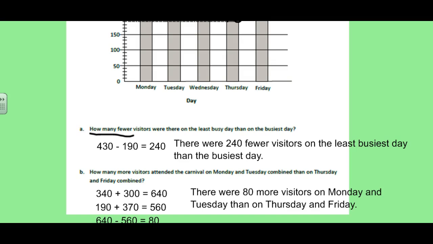Okay, so when you combine Monday and Tuesday, you should have added 340 and 300, and that would have given you 640. When you combine Thursday and Friday, you should have added 190 for Thursday and 370 for Friday, and that gave you 560. So when you subtracted 560 from 640, that left you with 80. So the answer to the question of how many more visitors were at the carnival on Monday and Tuesday than on Thursday and Friday is there were 80 more visitors on Monday and Tuesday than there were on Thursday and Friday.